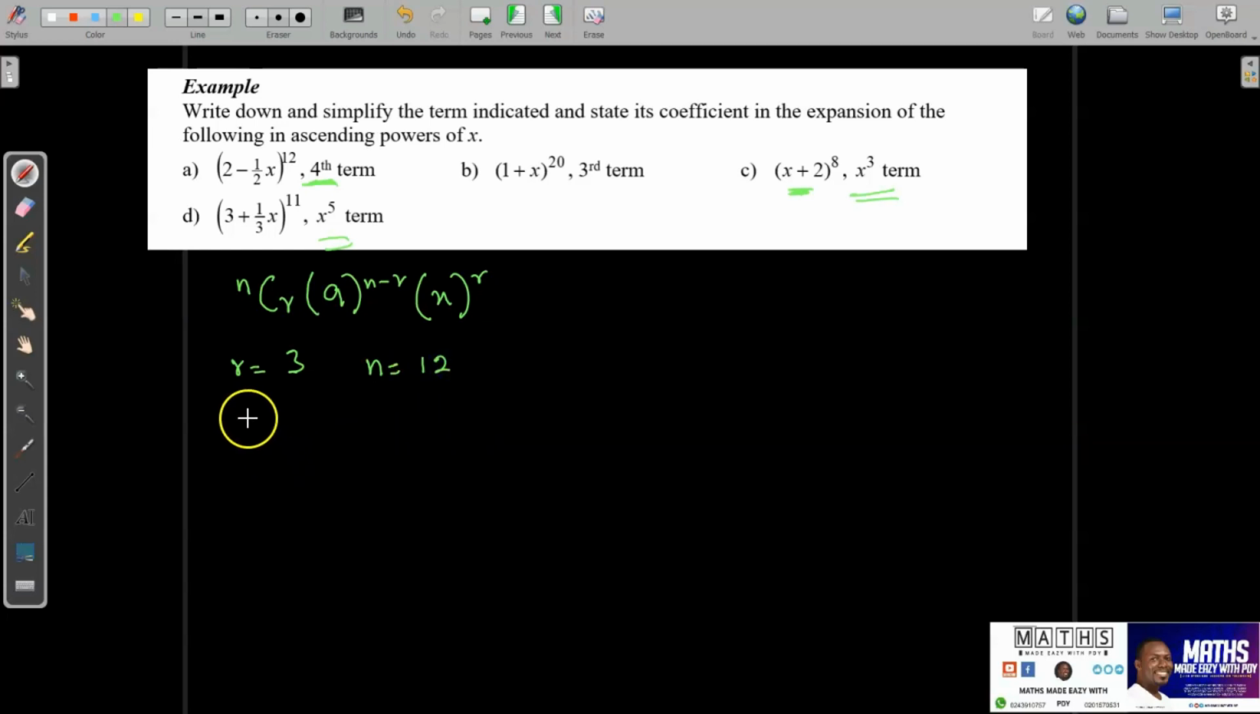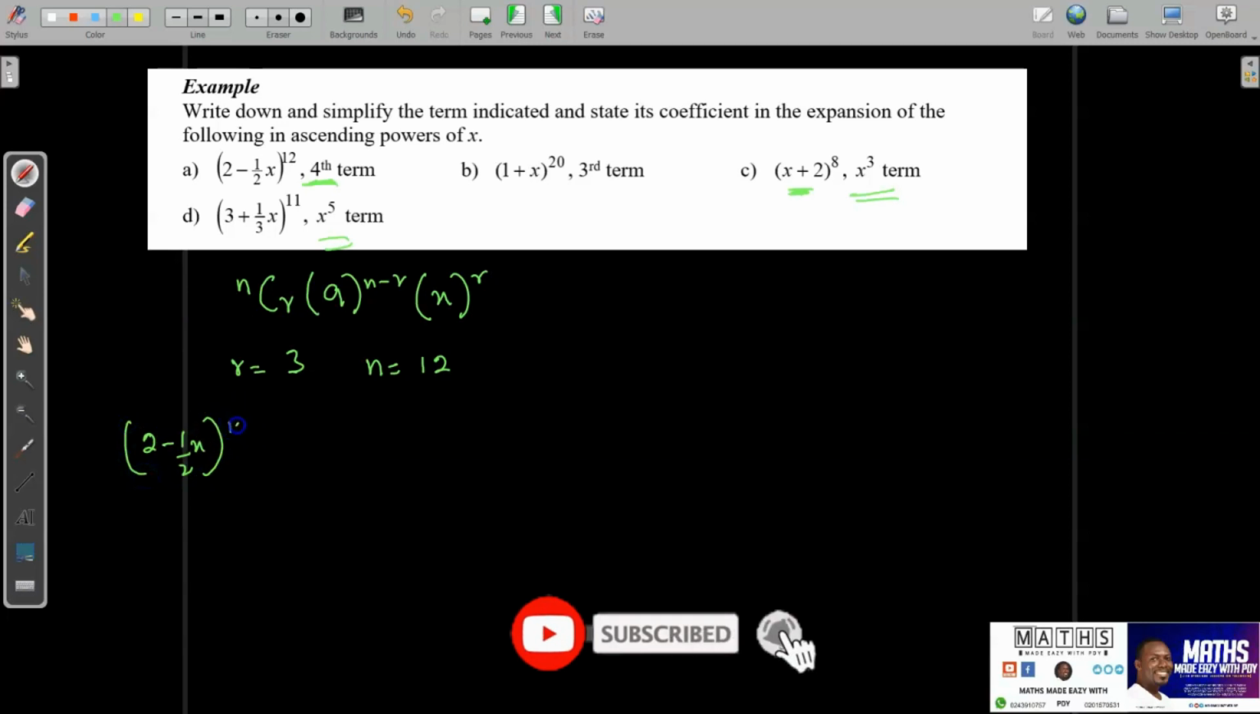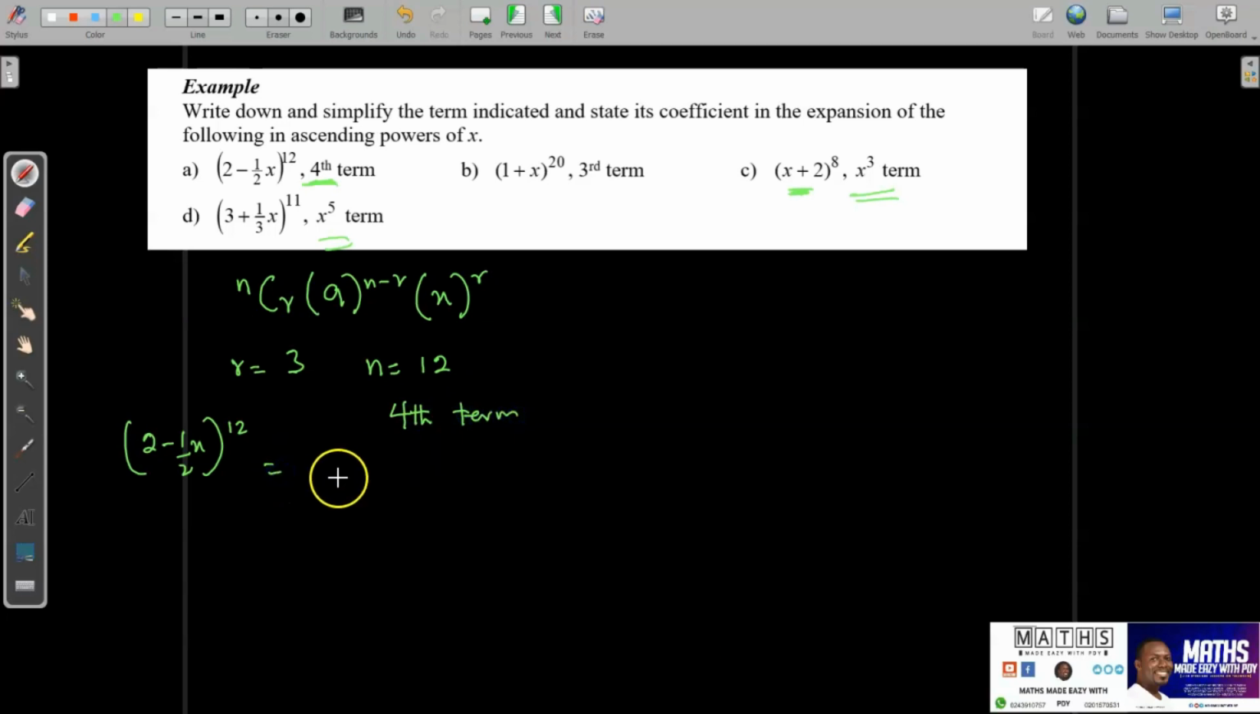Okay, so let's write it together. Having 2 minus half x to the power 12, writing only the fourth term, this is going to give us 12 combination 3 multiplying, yes, what is our first value? 2 exponent 9. Very good. Then negative half x all to the power what?